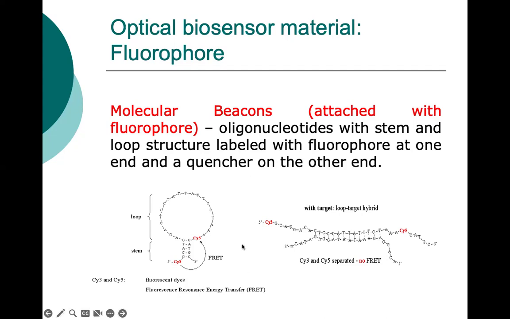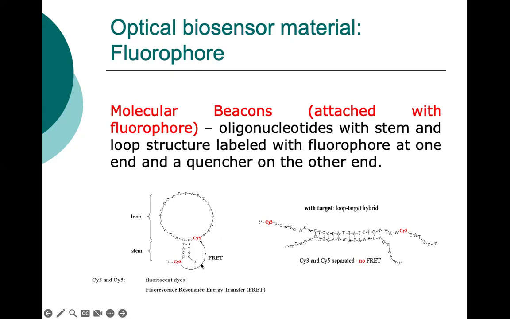So how does it work? If there is no matching DNA, the shape of the molecular beacon will stay as shown here. That's why it is called a beacon. And the fluorescent dyes here, CY5 and CY3, are in very close proximity to each other.